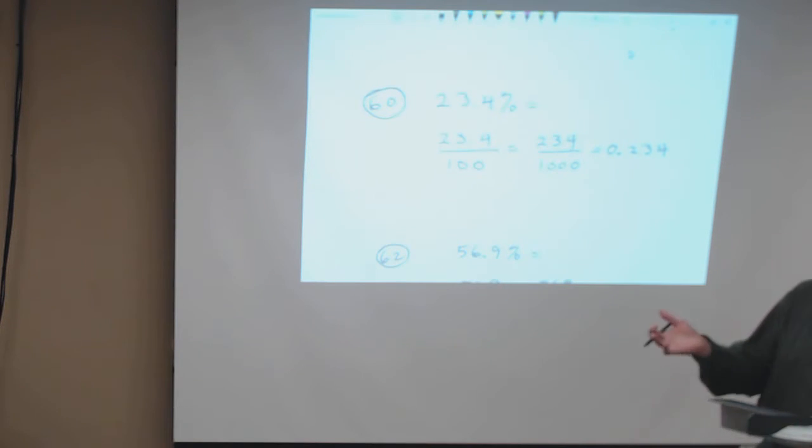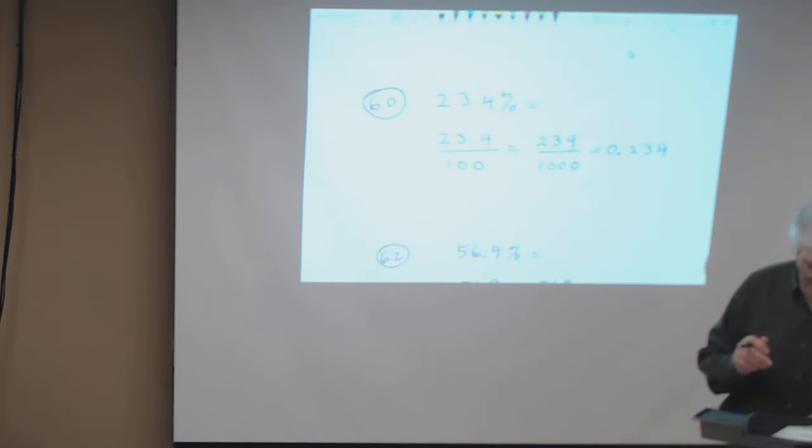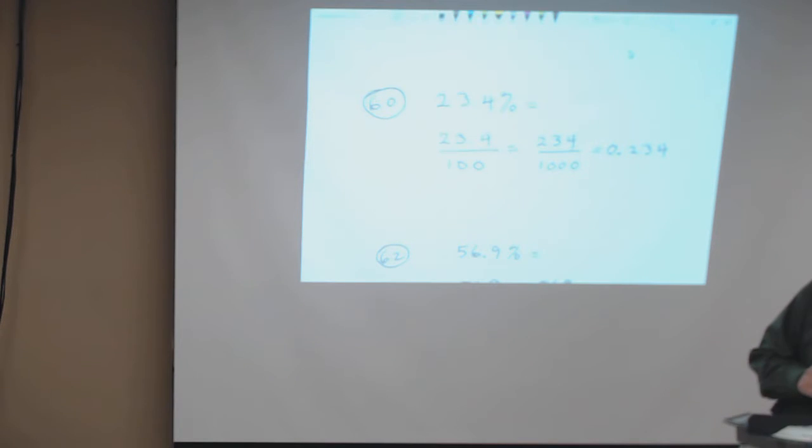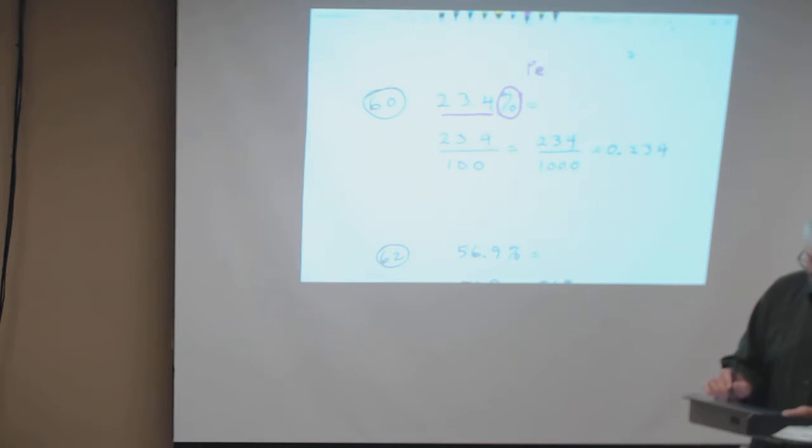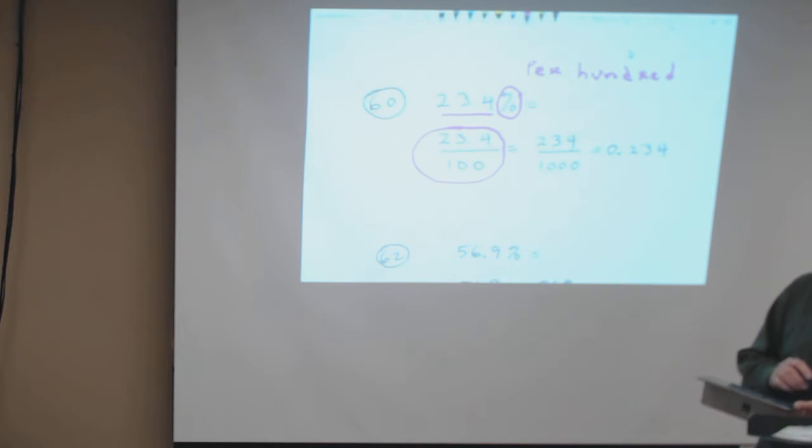Number 60. Now, 1, 2, 3, 4. Now we're up to process number 5 today. In problems 59 to 67, write each percent as a decimal. Does anyone know what 23.4% really means? Were you taught that percent means per 100? Were you taught that anywhere? So, I just make a fraction, 23.4 over 100. You follow me?